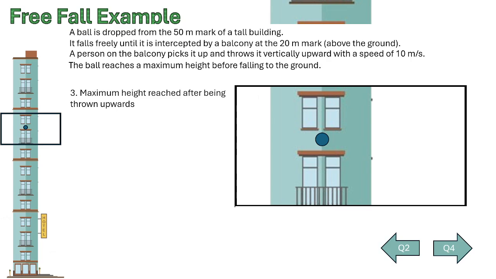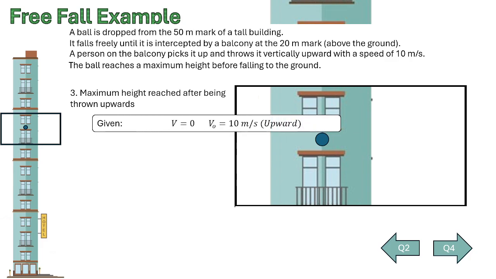What is the maximum height reached after being thrown upward? So this is our figure now. How high is this ball from the balcony after being thrown upwards? This is the second case of our free fall. So we have the given here.